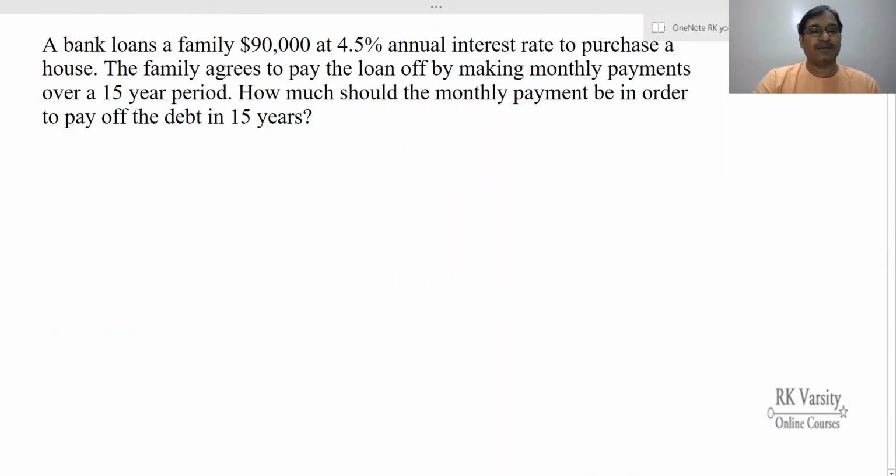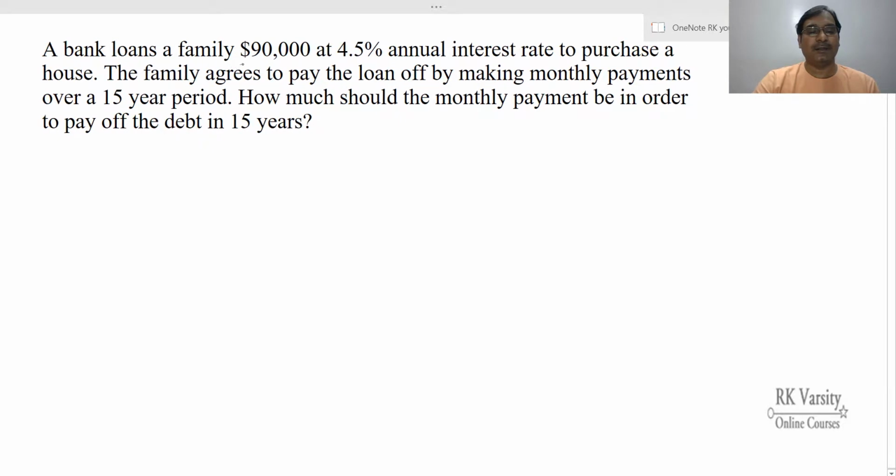Here is an example of present value of annuity with other compounding periods. A bank loans a family $90,000 at an annual rate of 4.5%, and the family agrees to pay the loan by making monthly payments over a period of 15 years. How much should the monthly payment be in order to pay off the debt in 15 years? In this case, you need to calculate the payment amount, how much you need to pay on a monthly basis.